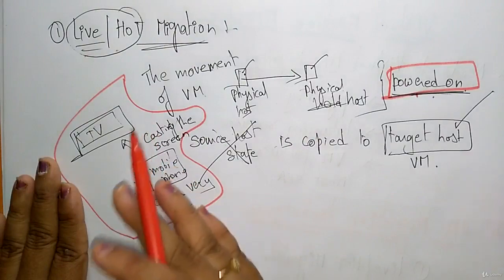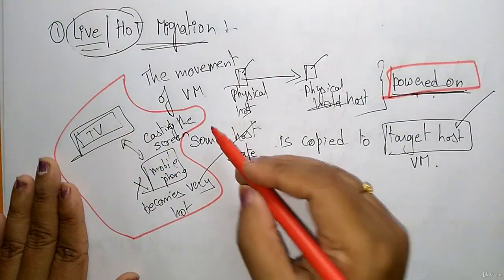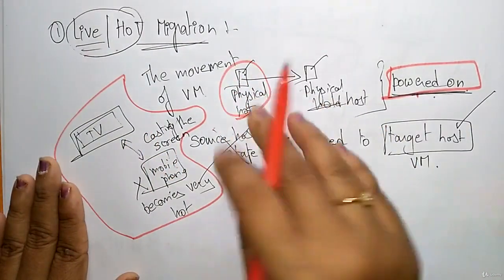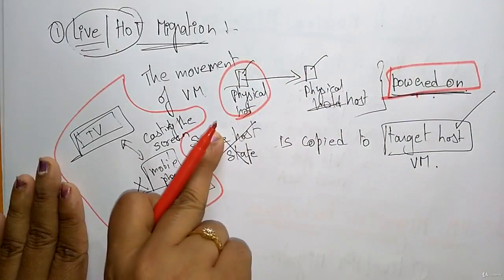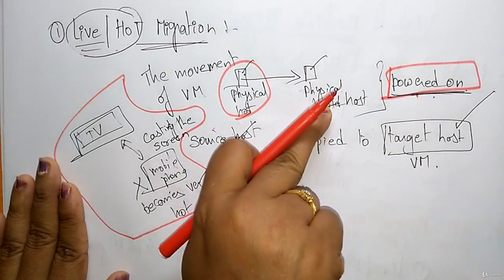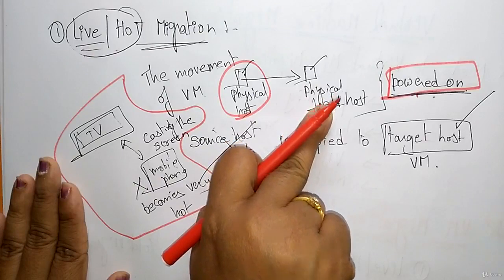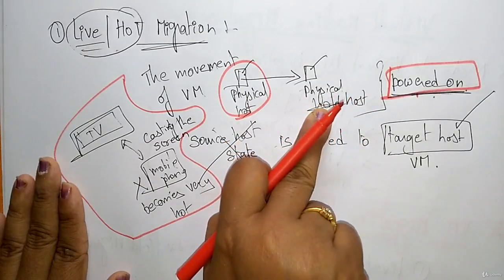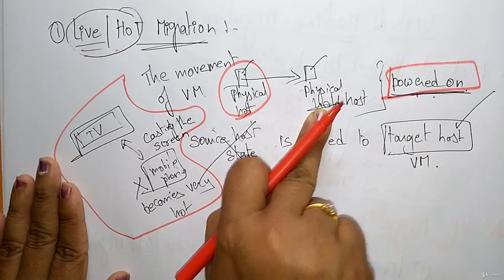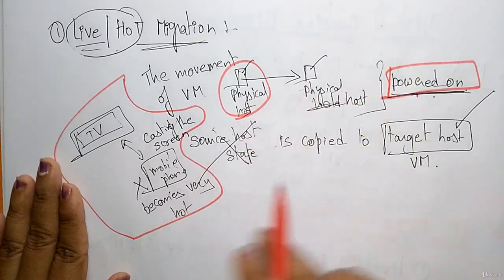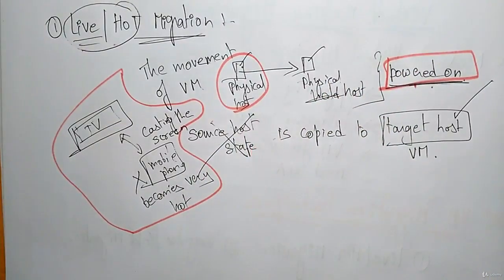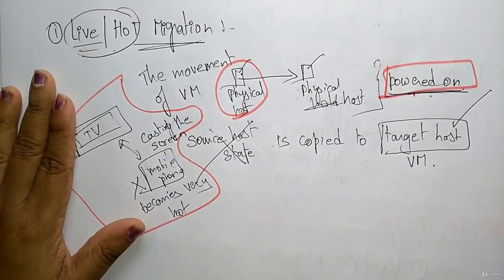Whenever the complete movement to the target machine is done, the source host state will be discarded, and finally the network is connected to the target host, that is the other system, and the virtual machine starts on this target host. This is the first technique in virtual machine migration.